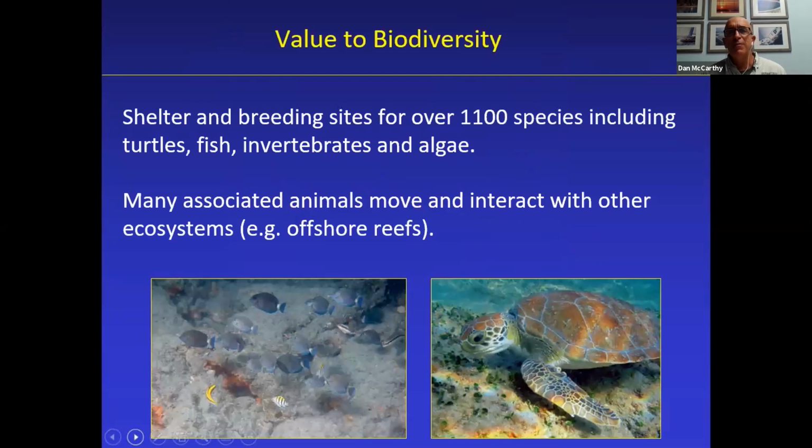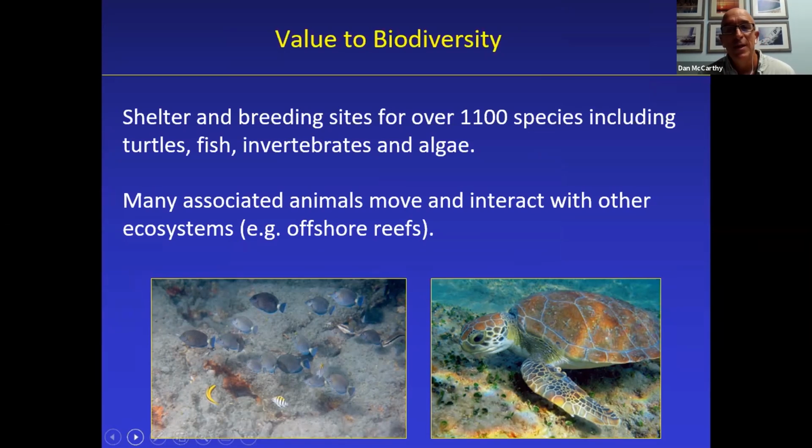So, in terms of biodiversity, there are many species that are found on these reefs. We've accumulated a list of over 1,100 species. This includes turtles, many fish, invertebrates, and algal species. And there's probably more, okay, than that. And many of these species you can find in more tropical areas like the Florida Keys, okay?